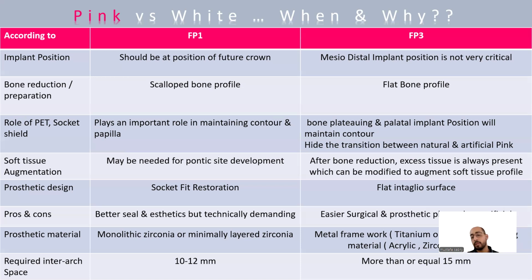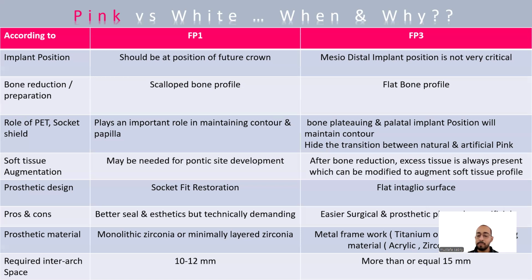If we're talking about FP3, it's much easier. Mesiodistal implant position is not critical, but you have to make sure that your bone is flat, so your implants are more or less on the same level for a good prosthetic seating surface and for a proper distribution of the forces. Excess tissues always need to be modified. One of the main uses here is intrabony suture, as I told you before.